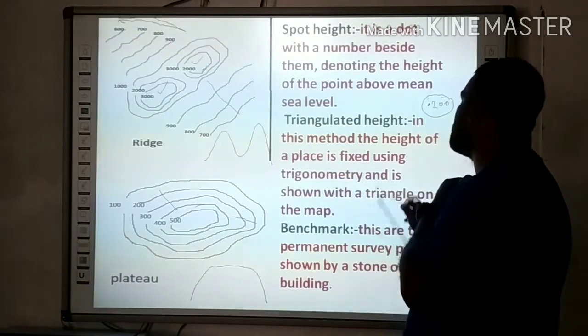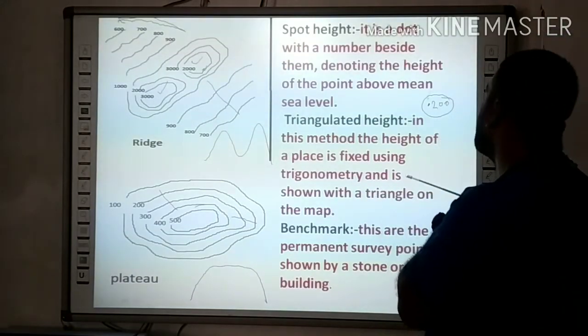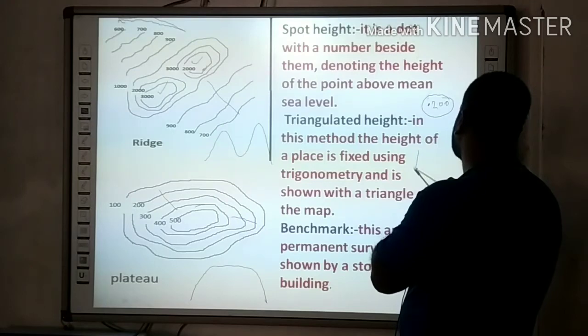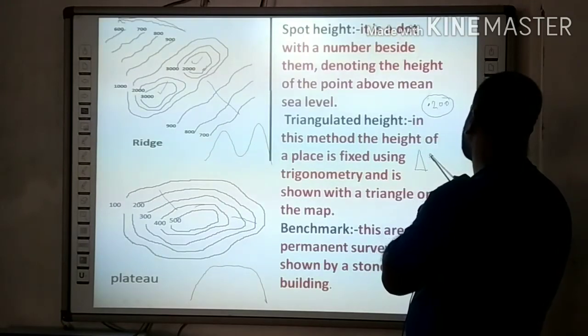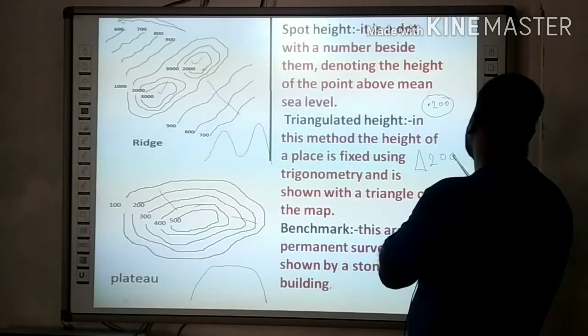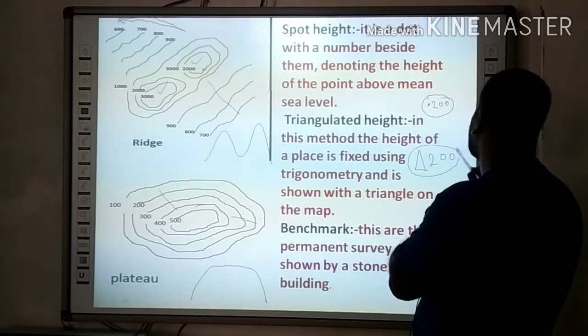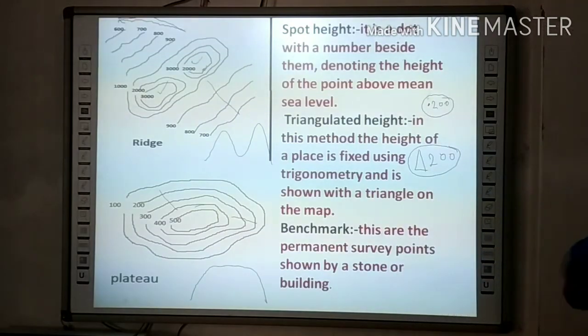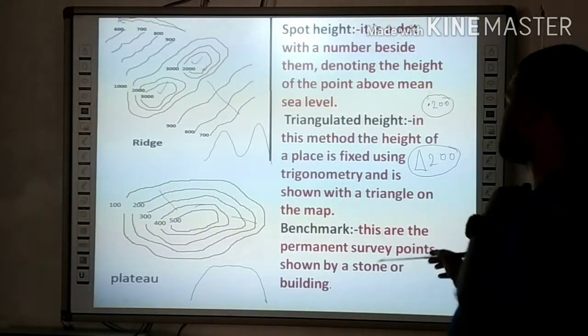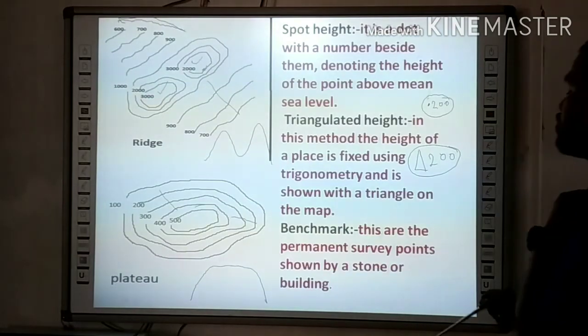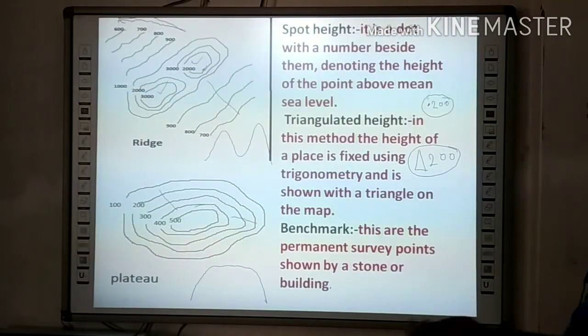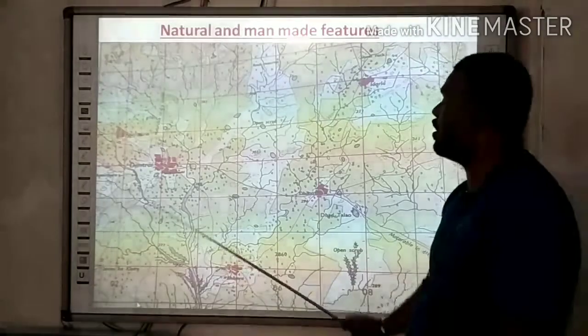Triangulated height. In this method the height of a place is fixed using trigonometry, and it is written in this way. In topography it is shown as a triangle, and with it is written 200. It also means the same, the height of this area is 200 meter above sea level. Next, benchmark. These are permanent survey points which are shown by a stone or a building.